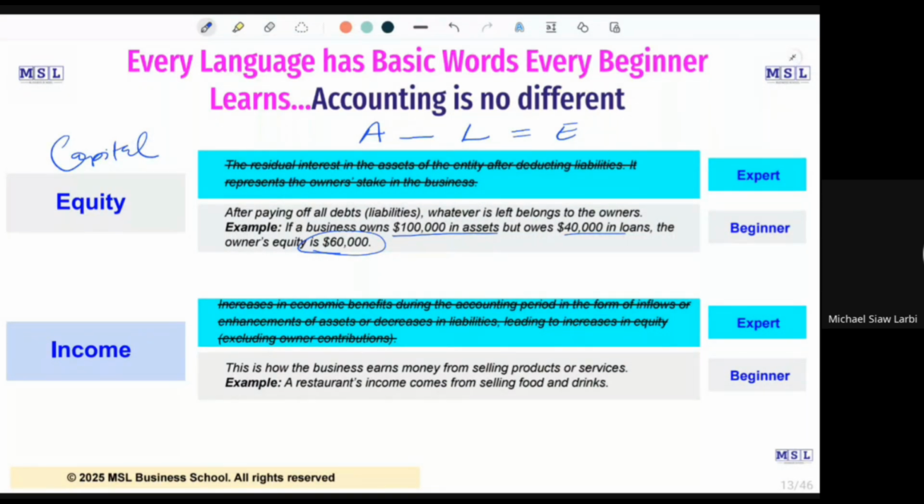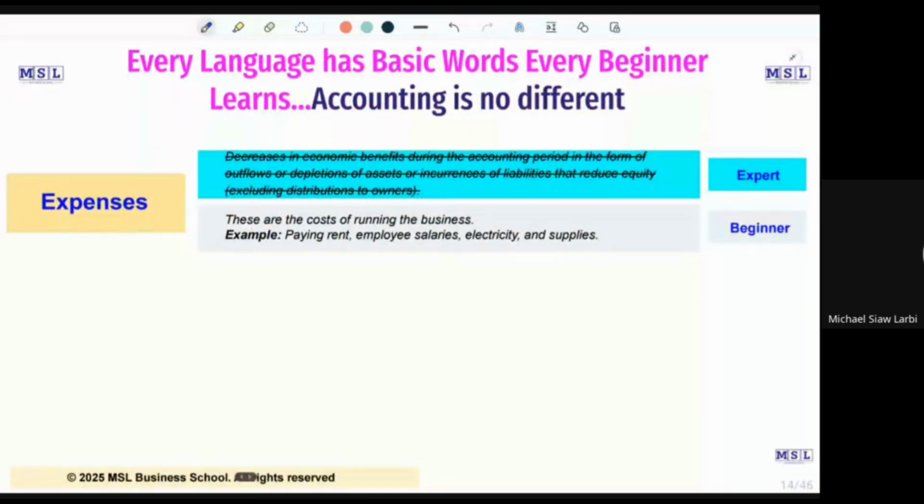If you're into the sale of food at a restaurant, that is your income. If you're a service provider, you take photos of people at their events, a photographer, whatever they pay you is your income. So whatever you do as a business, whatever money comes from that is your income. And I'm sure income is not a new word to anybody here. So income. Then the final thing we'll have to look at is expenses. Once again, the beginner's definition is these are the cost of running the business. So as a business, you probably have to pay rent to your landlord. That is a rent expense.